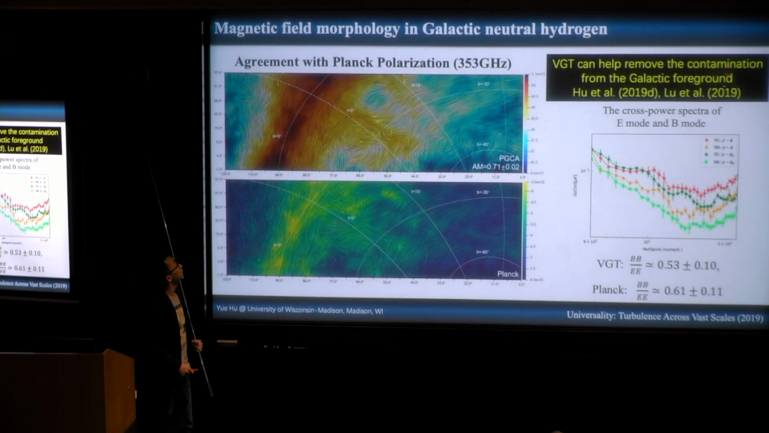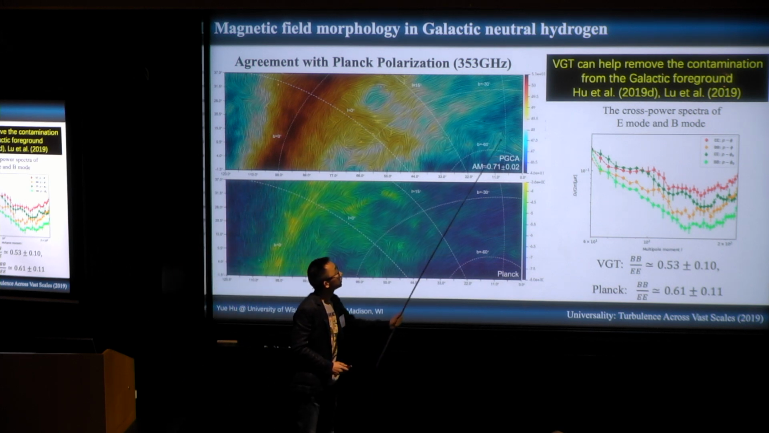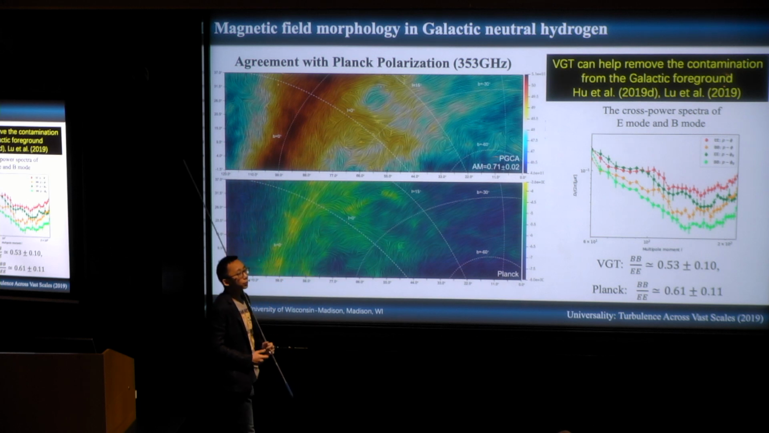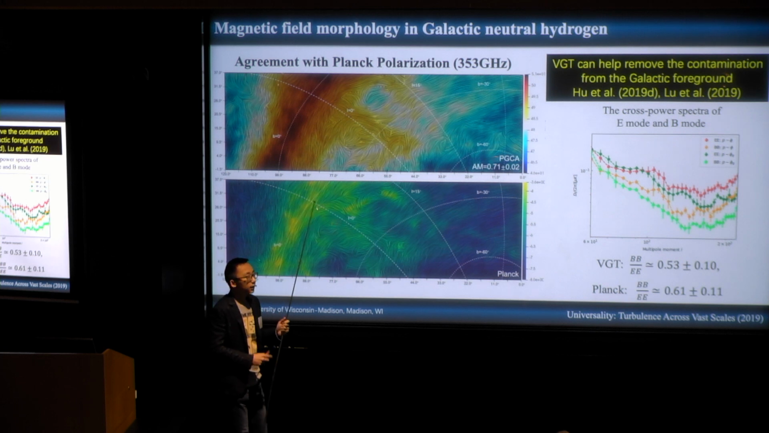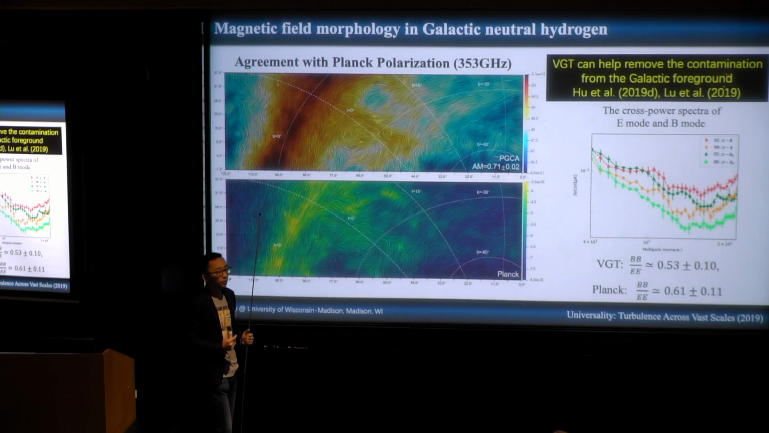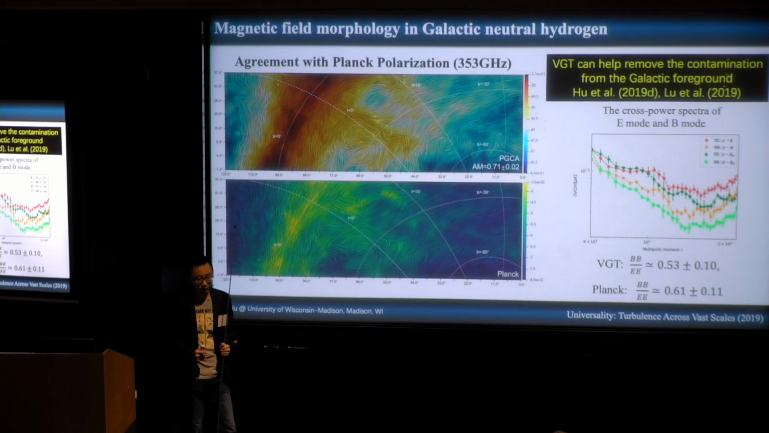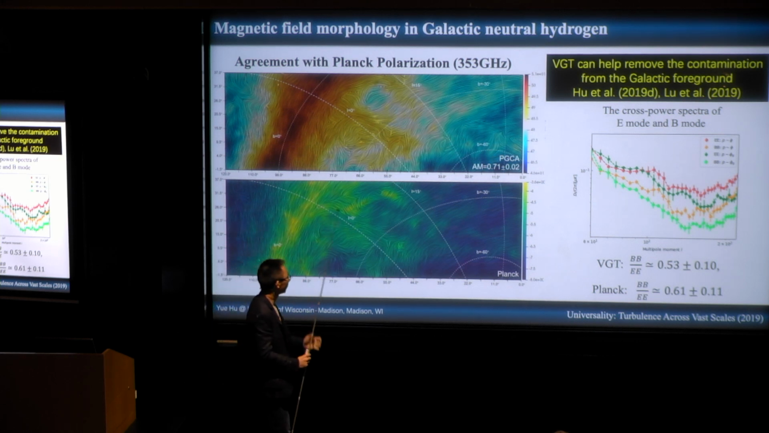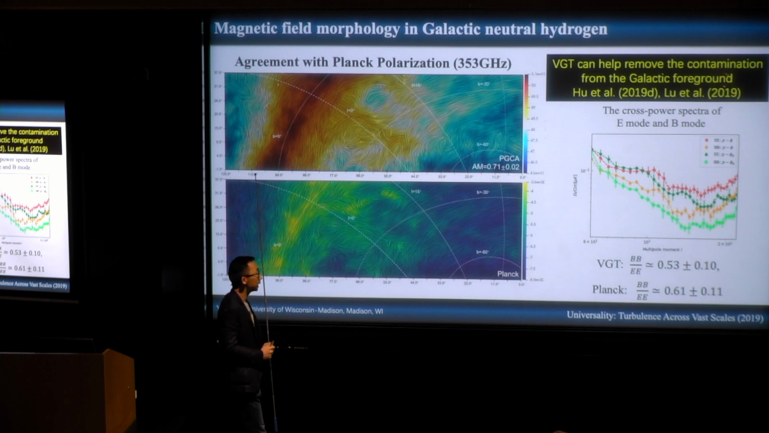And as for the velocity gradients in the neutral hydrogen data, the VGT, the velocity gradient technique, can help to remove the contamination from galactic foreground. It's known that the galactic foreground blocks our way to detect the primordial B mode. But our current measurement from Planck dust polarization is insensitive in high latitude regions. However, the velocity gradients provide one solution. It can work also in the high latitude region.